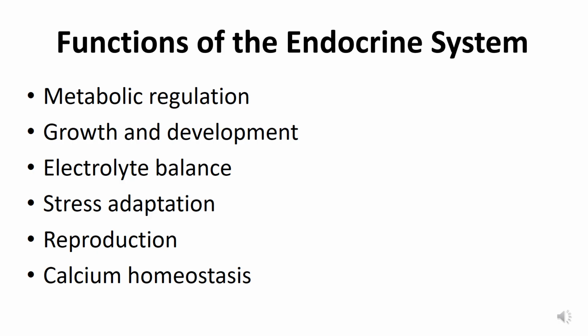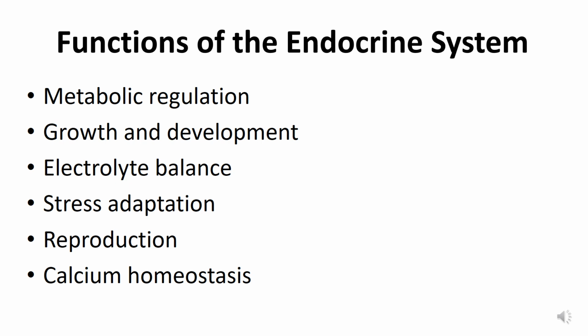Reproduction is another key function controlled by hormones. The endocrine system regulates reproductive organs and processes. It controls fertility, menstrual cycles, sperm production, and pregnancy. Hormones also influence emotions and behaviors connected to reproduction.